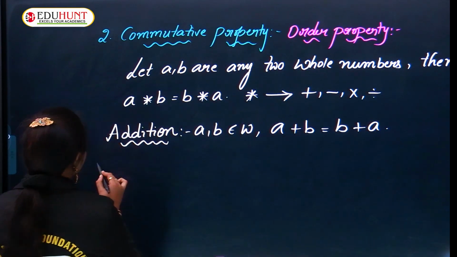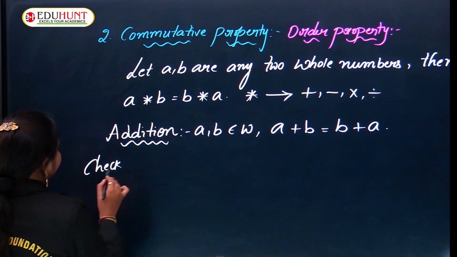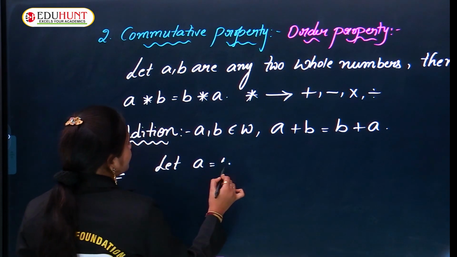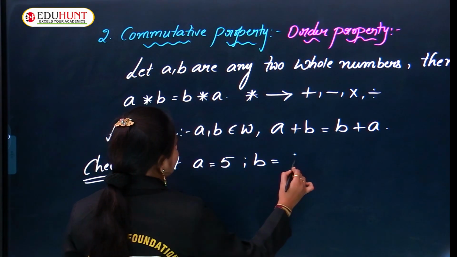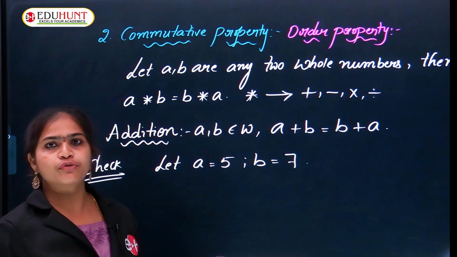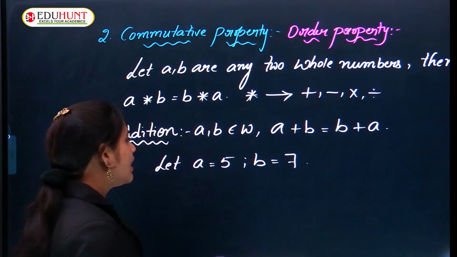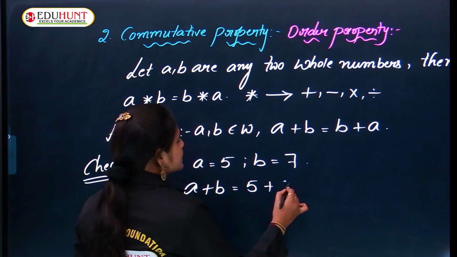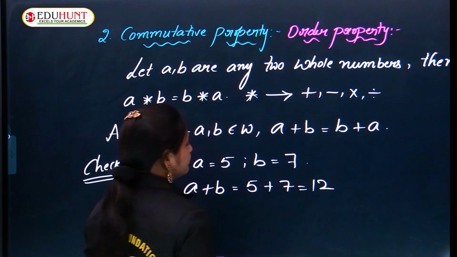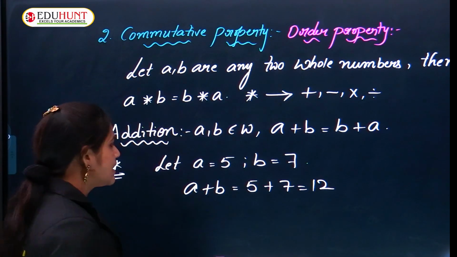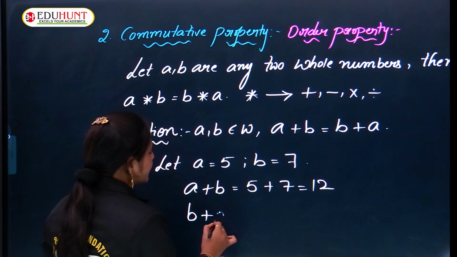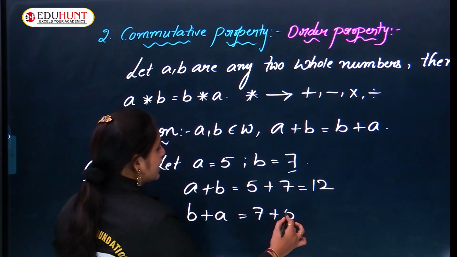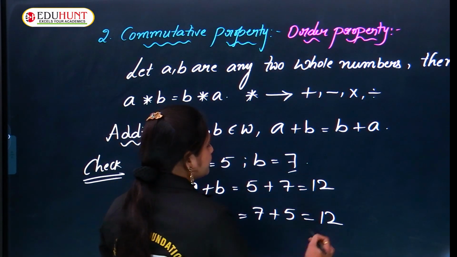Is it satisfying or not? Checking with values, see that. Let A is equal to 5, B is equal to 7. Now here A plus B is equal to 5 plus 7 is equal to 12. Yes or no? Yes. And in the same way B plus A, B is equal to 7 plus A is equal to 5, which is equal to 12.